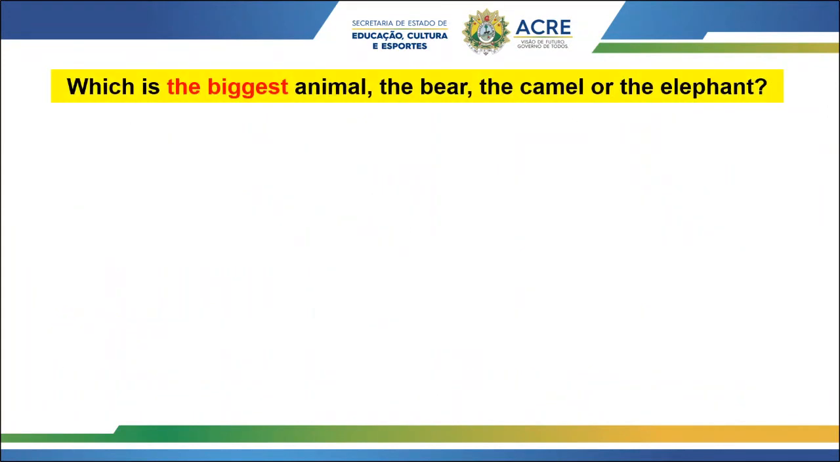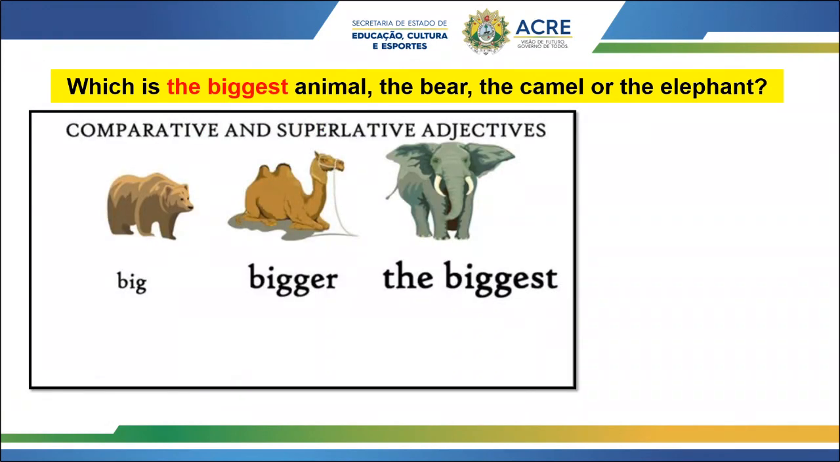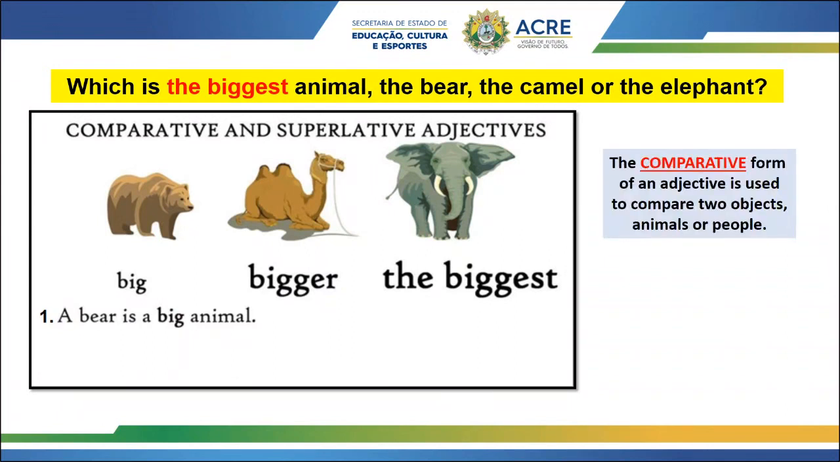Now, let's start talking about the superlatives. Which is the biggest animal? The bear, the camel, or the elephant? In this picture, we have comparative and superlative adjectives. Big, bigger, the biggest. Number 1, a bear is a big animal. The comparative form of an adjective is used to compare two objects, animals, or people.